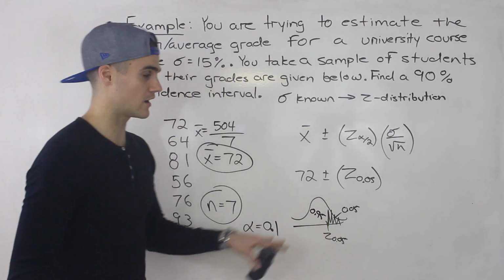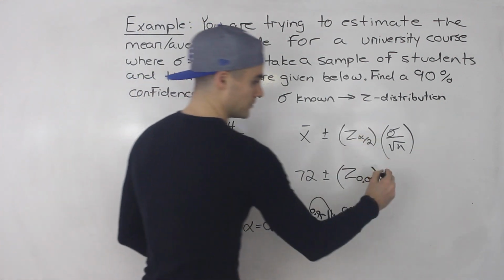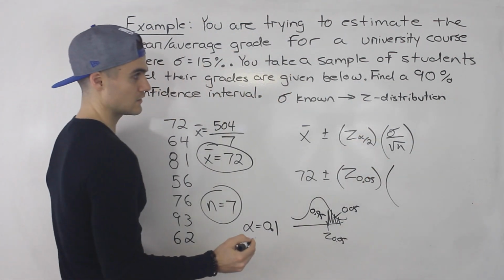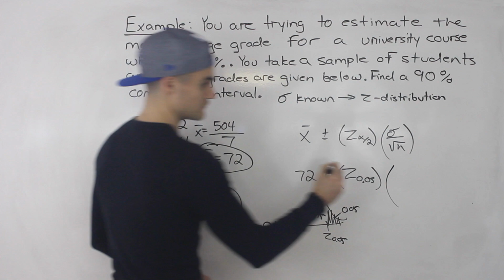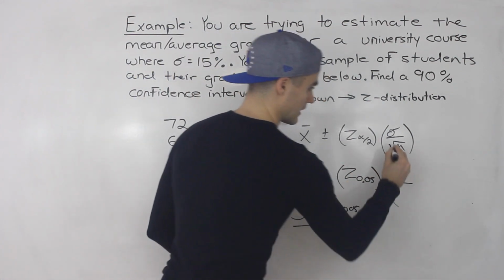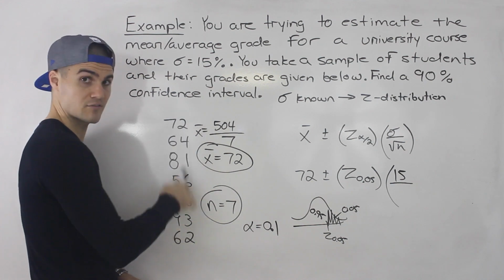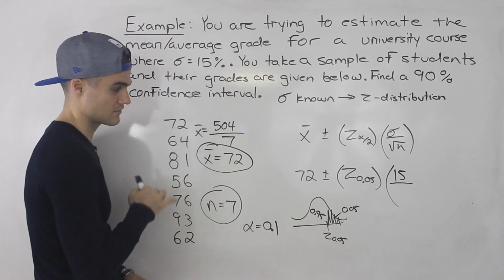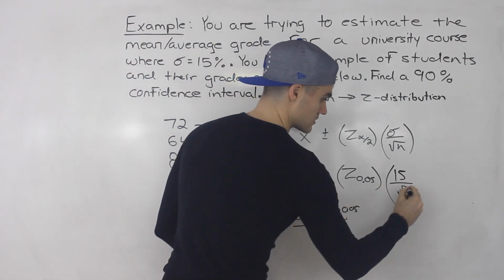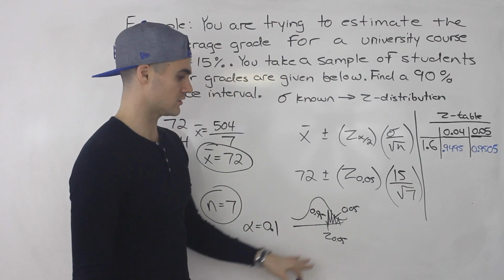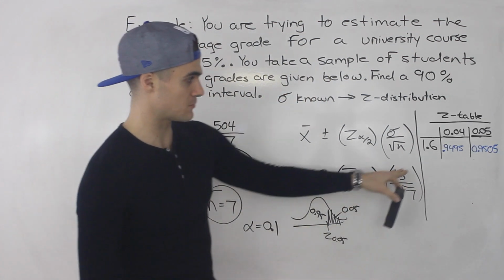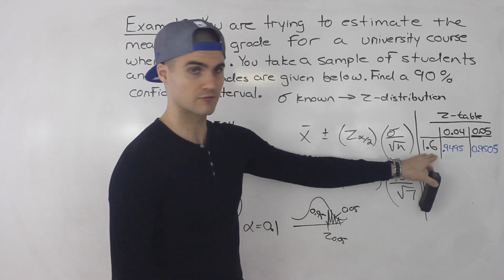So we're going to have to look that up in the table. And then the population standard deviation, that is given as 15 over the square root of n. n is 7, right? There are 7 observations. You sampled 7 students. So this would be the square root of 7. Now to look up this z-score in the z table, I wrote out the portion that you have to look at right here.